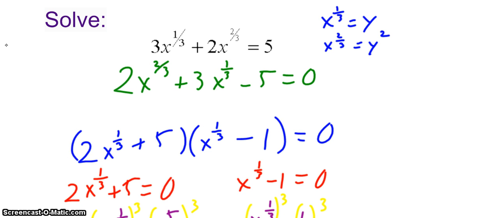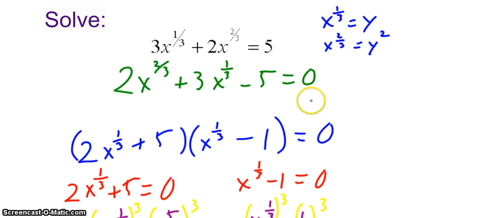Why? Well, let's see, what did we do to solve this problem? So what I did first was I brought everything over to one side, and I rewrote it as 2x to the 2/3 plus 3x to the 1/3 minus 5 equals 0. Now, I recognize that this is of quadratic form. So you can do a substitution.